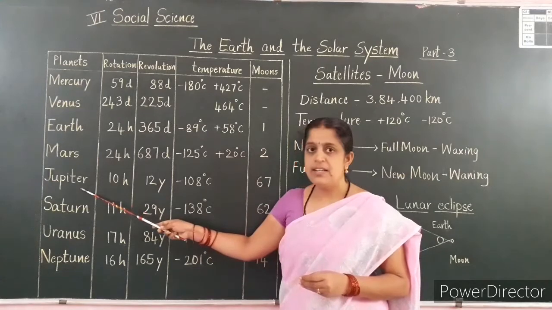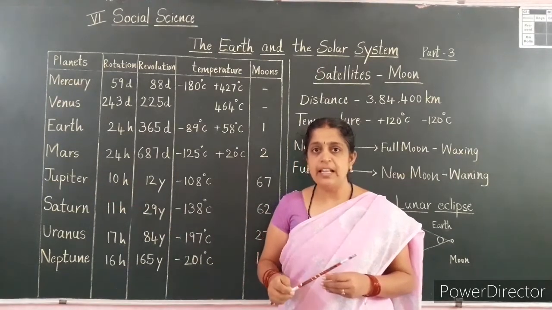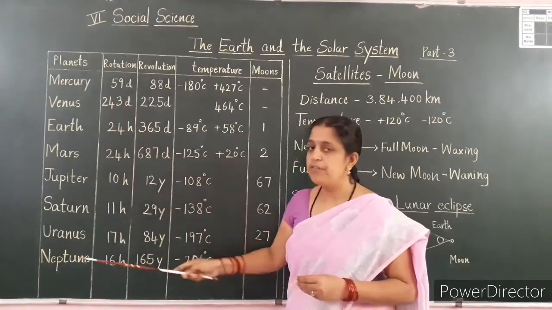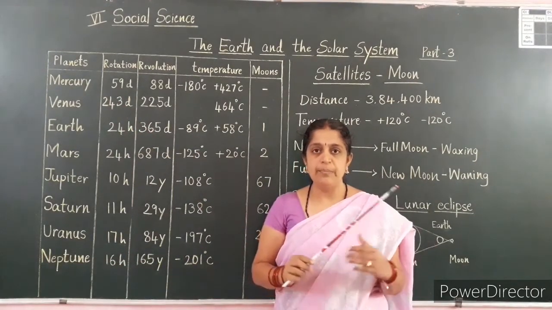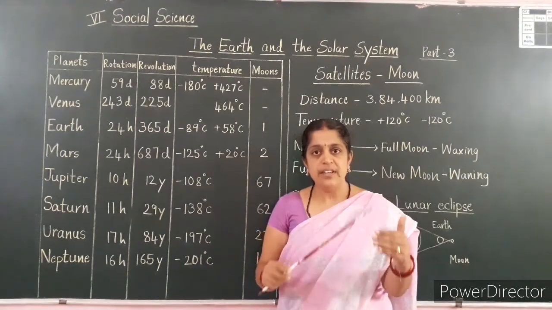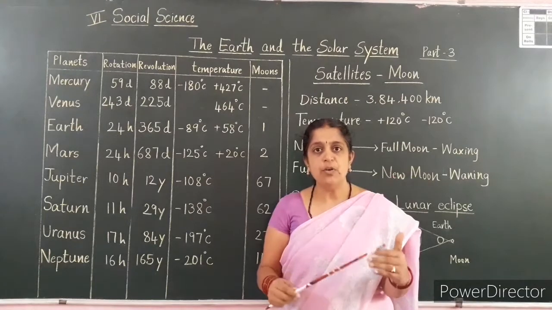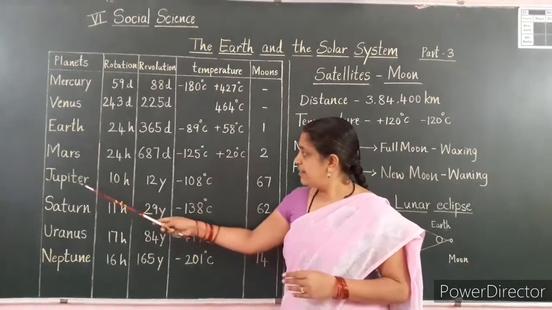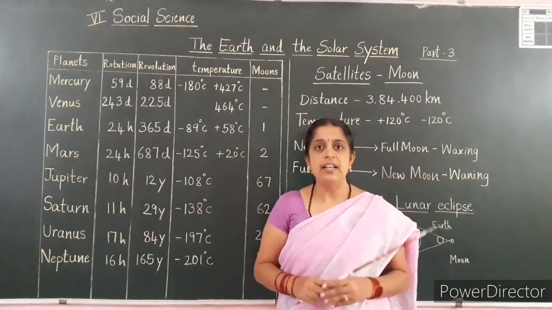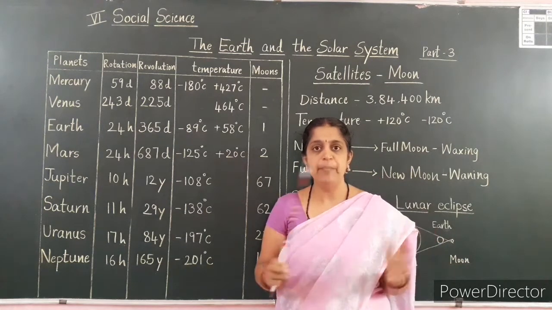Its mass is 2 times bigger than the collective mass of all the other planets. Next, its diameter is 11 times bigger than the Earth. So that is a big planet.